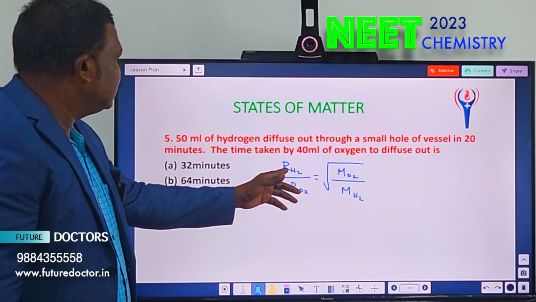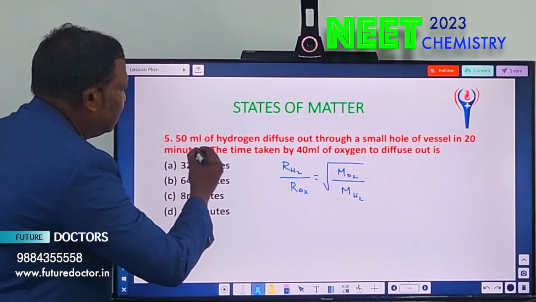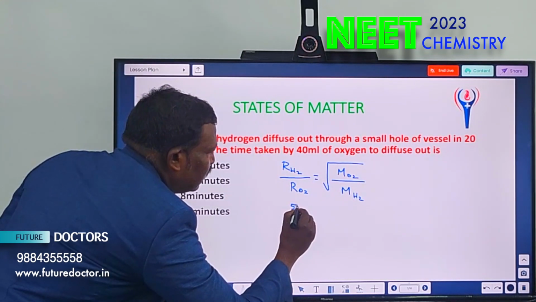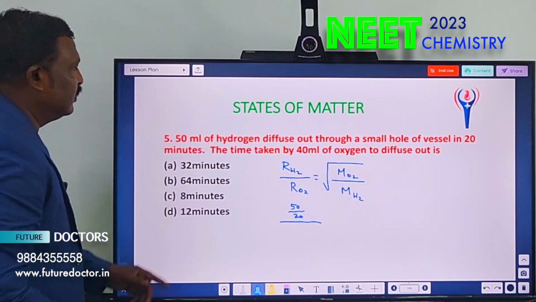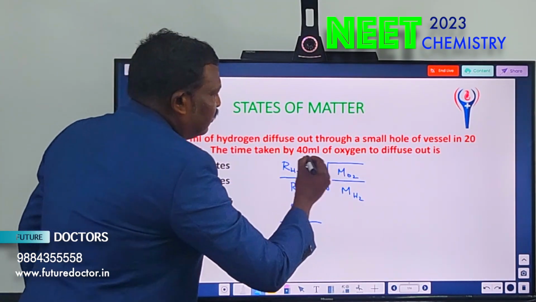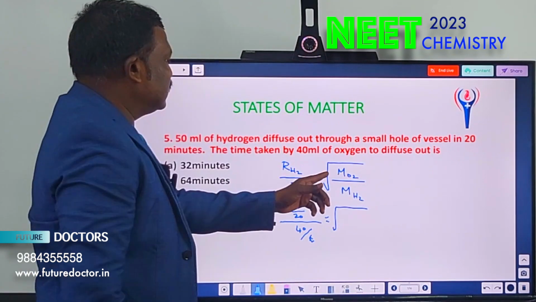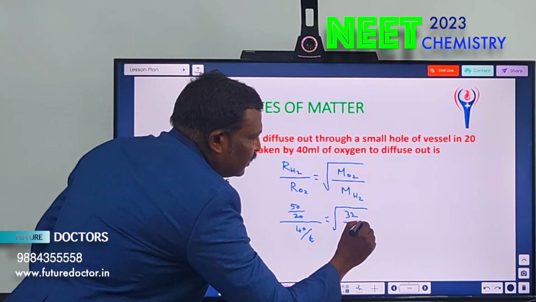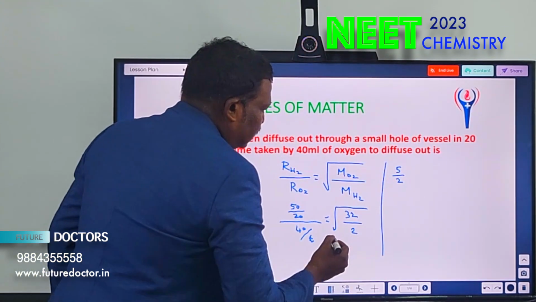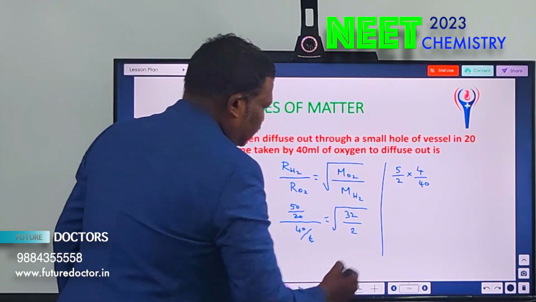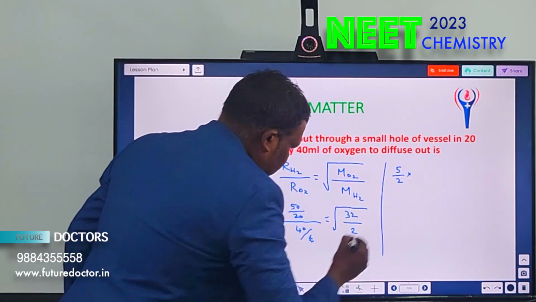Then rate of diffusion of hydrogen means volume by time. Volume is given, 50 ml by time, 20 minutes. And for oxygen, 40 ml by time; we don't know the time, so keep it as it is. The molecular mass of oxygen is 32 and hydrogen is 2, so this will be 16, root 16. So 50 by 20 is 5 by 2, divided by 40 by T, which is 5 by 2 times T by 40. You write like this in reverse direction.